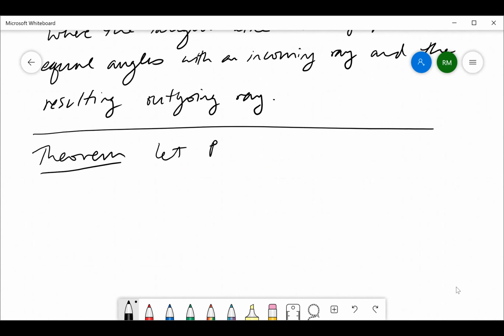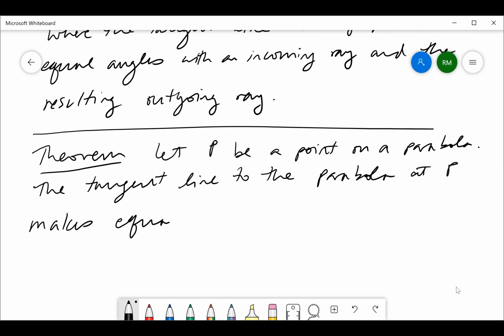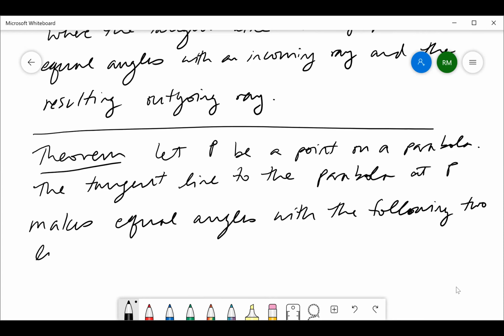So let P be a point on a parabola. The tangent line to the parabola at P makes equal angles with the following two lines.